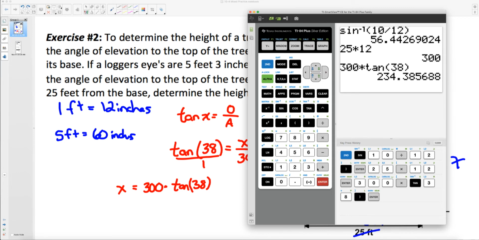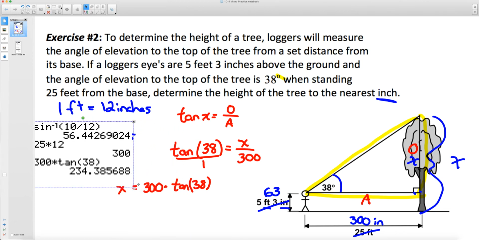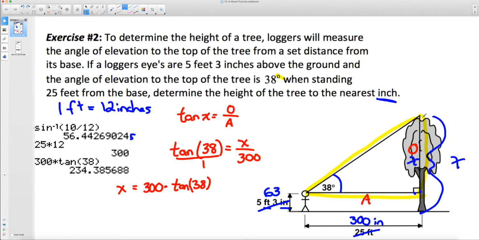And we get 234. I'll just add that in over here. 234.38. We want to do this to the nearest inch. So now remember, from here to here was 234. So from here to here was 234. We need to add on that additional 63. So this I'm going to tack on plus 63. I'll add that up.